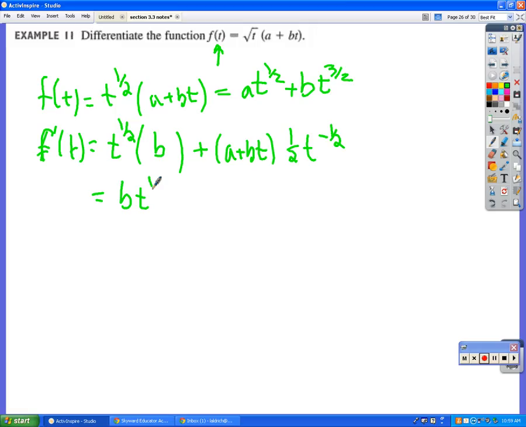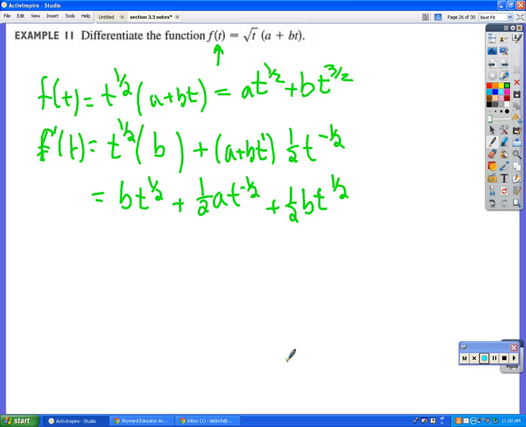So this is bt to the 1/2, plus. We're going to end up distributing anyway, right? So a times 1/2 t to the negative 1/2 is half a times t to the negative 1/2. Plus 1/2 b t to the 1/2. Because the first has the power negative 1/2, and if you add the exponents, 1 plus negative 1/2 is positive 1/2.